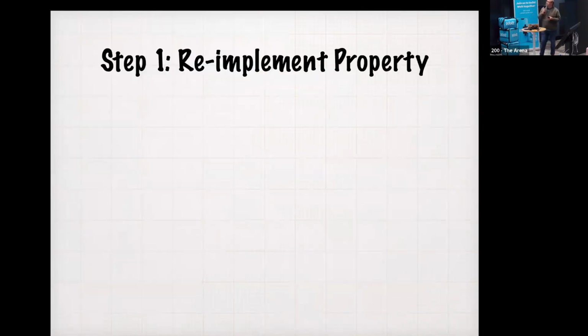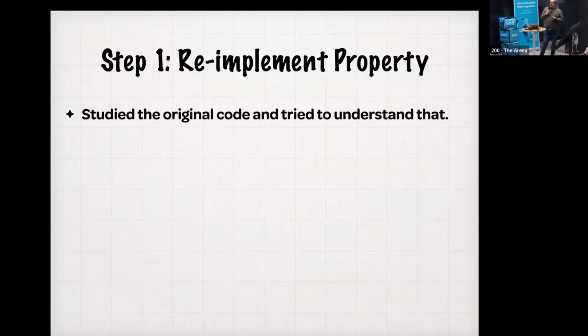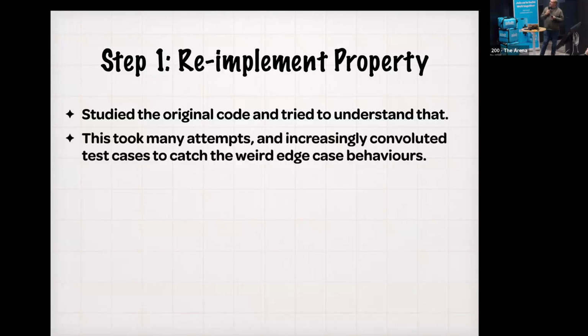So first we try to re-implement Property. We studied the original code for it and tried to understand how it works. This wasn't necessarily easy because it wasn't easy to follow, and we had to create more and more complicated test cases to try all the weird edge cases and make sure that we matched the behavior exactly. So we didn't end up with any problems during this migration.